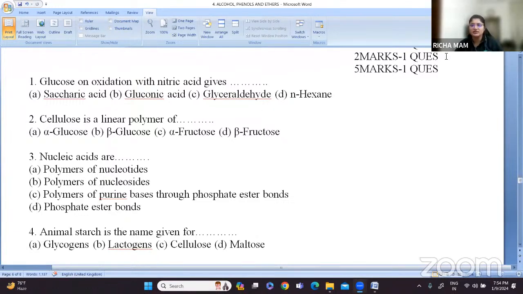See, for 5 marks questions in your organic chemistry, all the long questions are from organic chemistry, and a 5 mark question won't be asked directly. Either it will be 2+3 or 2+2+1. So a 5 marks question is never asked directly. We have covered all those questions. Whatever has been told, these are the important things, and I have covered them.